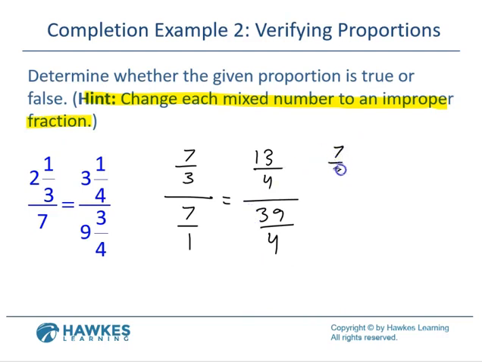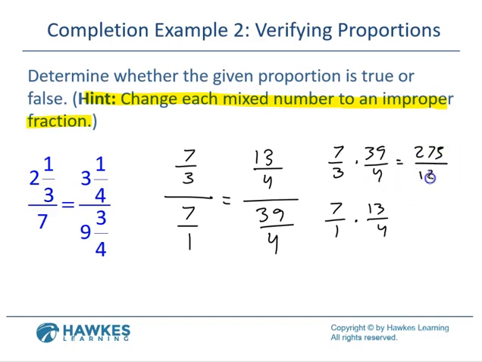On one side I'm going to have 7 over 3 multiplied by 39 over 4. The other one I'm going to have 7 over 1 multiplied by 13 over 4. And I'm going to jump straight into the calculator. I'm just going to go 7 times 39, and that's going to equal 273.